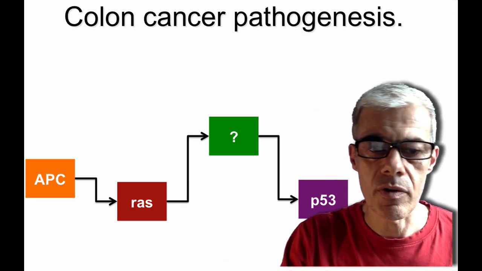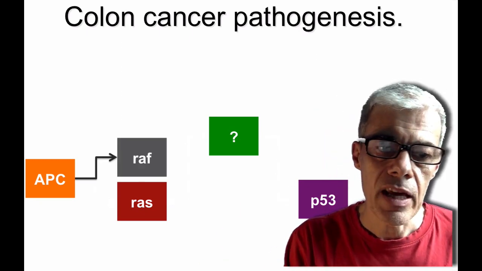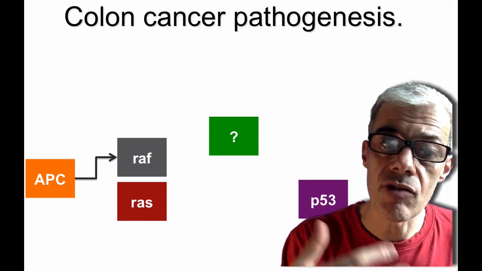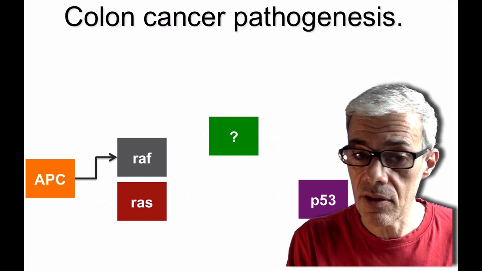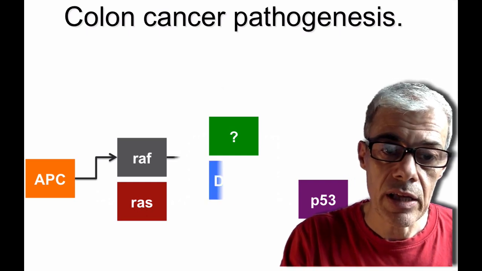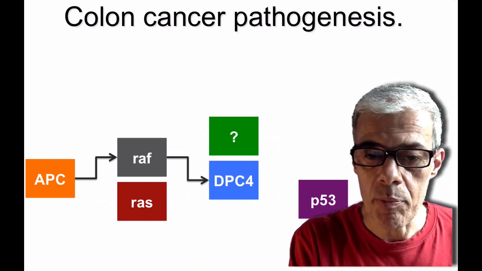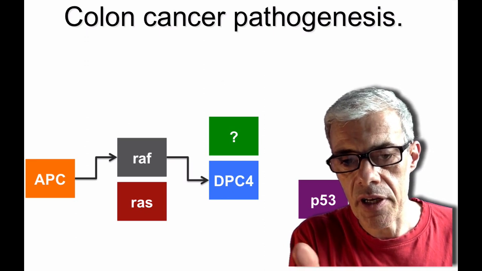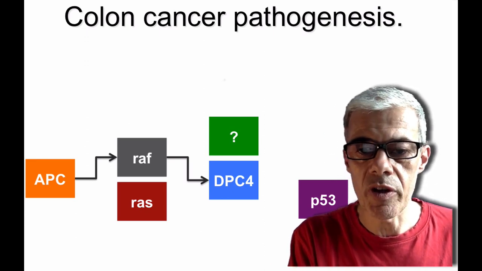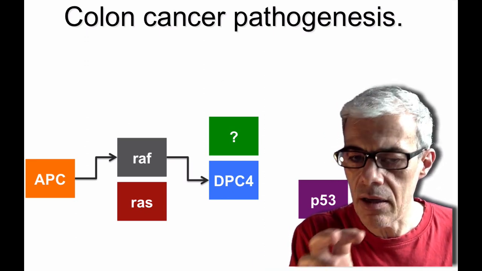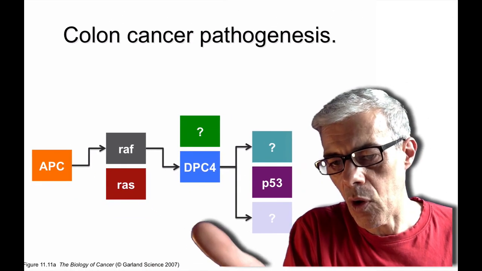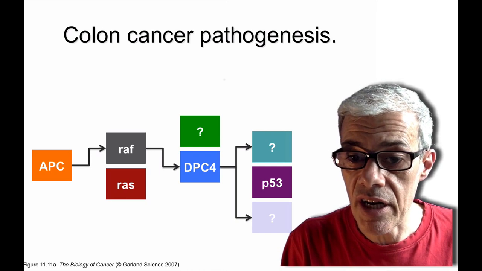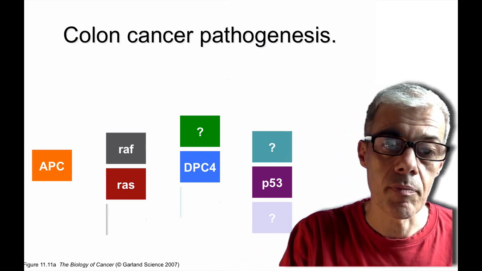So as you go from a normal cell through to a malignant cell, these might be some of the key players involved. Likewise, it might be a mutation in the RAF protein rather than the RAS protein that occurs in some patients or in some cell types. Following on from that, it might be this other gene referred to here as DPC4, which is, I think, one of the SMAD proteins. And then this might be followed by some other uncharacterized genetic mutations giving rise to a cancer.